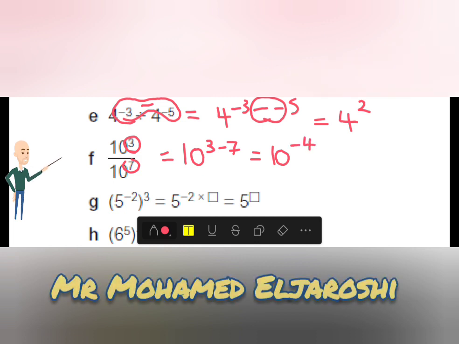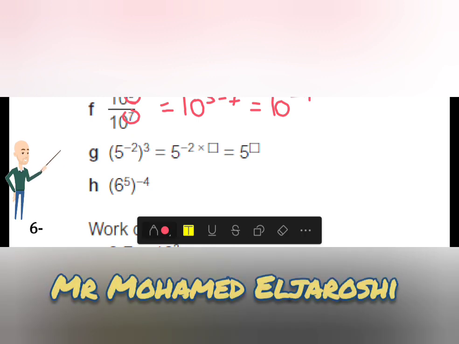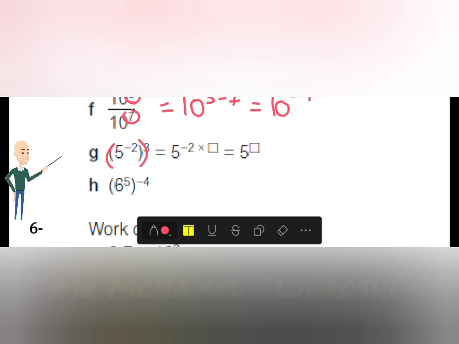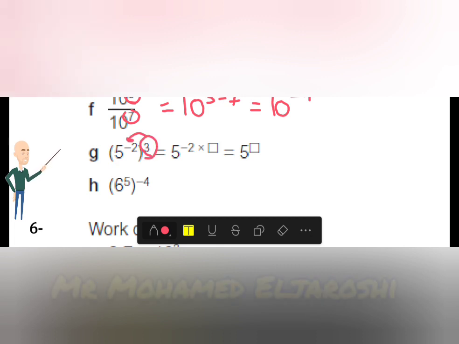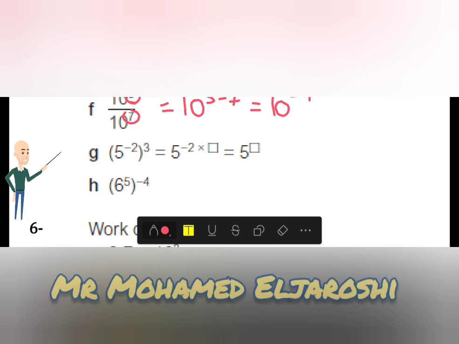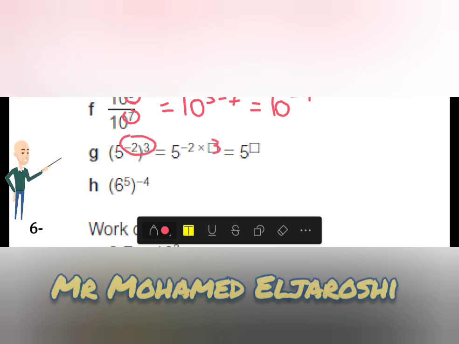Very good. Now the next one, we have what we call indices of indices, or index of index, or power of a power. It means what? It means you have a power on top of a power. So if you have a bracket with a power outside of it, it means that you're going to take this power and put it inside by multiplying. So we're going to multiply these together. So negative 2 multiplied by 3 is going to be negative 6.